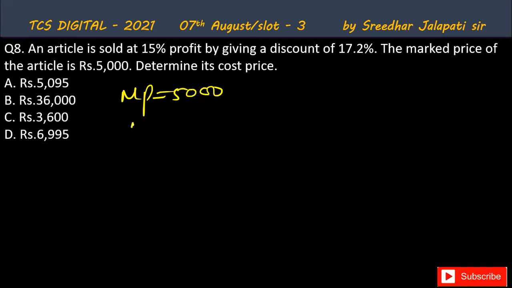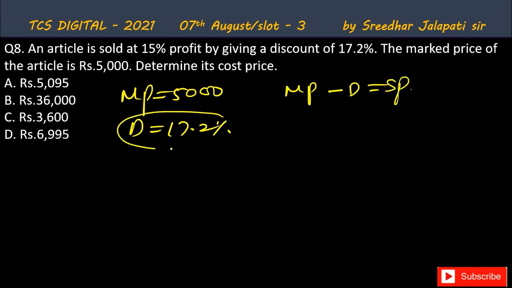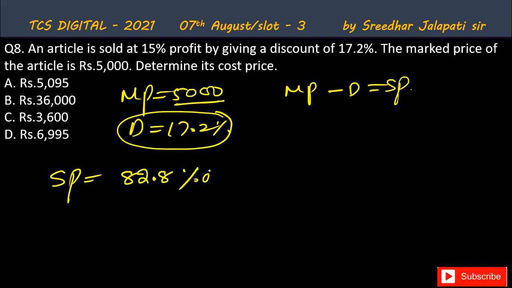We are already given the discount as 17.2%. By the way, market price minus discount gives the selling price. So this discount of 17.2% is given on 5,000. What is the price after the discount? If 17.2% is the discount, then the remaining is 82.8%. That 82.8% of 5,000 is the selling price.